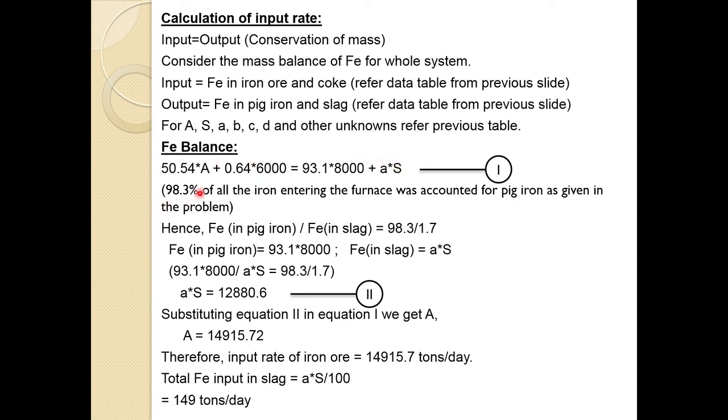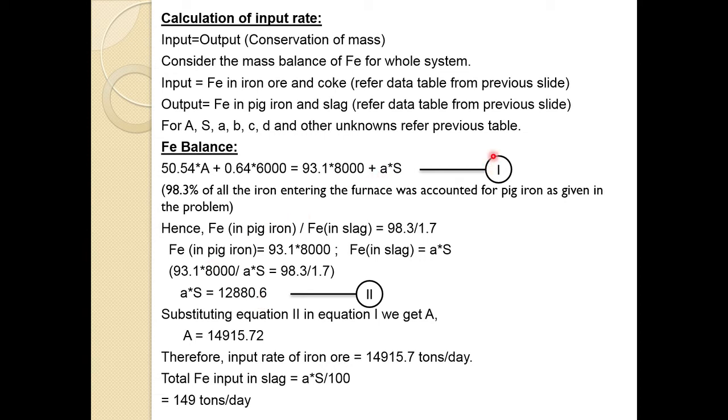Now, 98.3% of all the iron entering this furnace was accounted for in pig iron as given in the problem. So, this is already given to us. Hence, iron in pig iron divided by iron in slag should be in this ratio. So, the remaining 1.7% goes into the slag, when 98.3 is going into the pig iron. So, this gives you, when you do the calculation, the iron in slag.